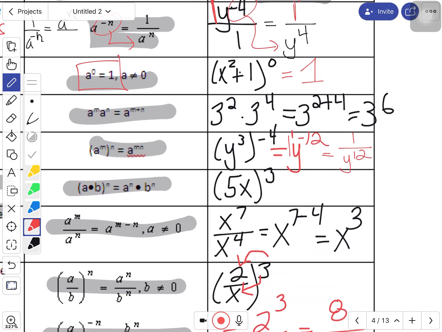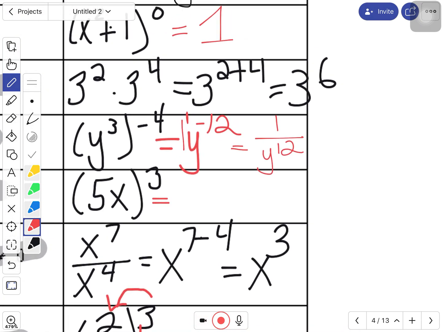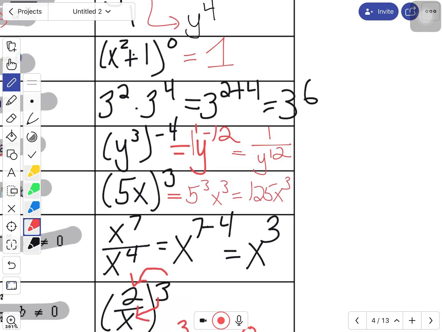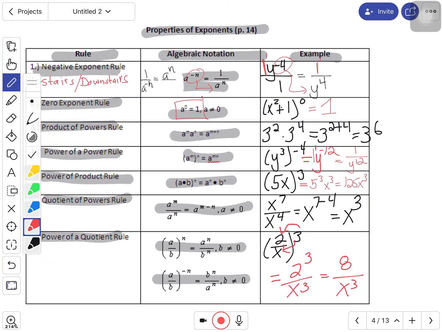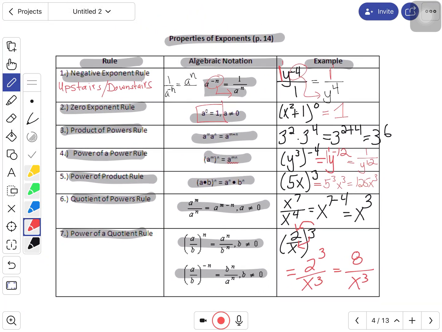A couple more here. Anything raised to the 0th power is 1. And then right here, again, no plus sign or minus sign in those parentheses. You're allowed to distribute that exponent in. So this is going to be 5 to the 3rd times x to the 3rd, or 125x to the 3rd. So that, my friends, is just a quick review of your properties of exponents. We're going to give it some practice.